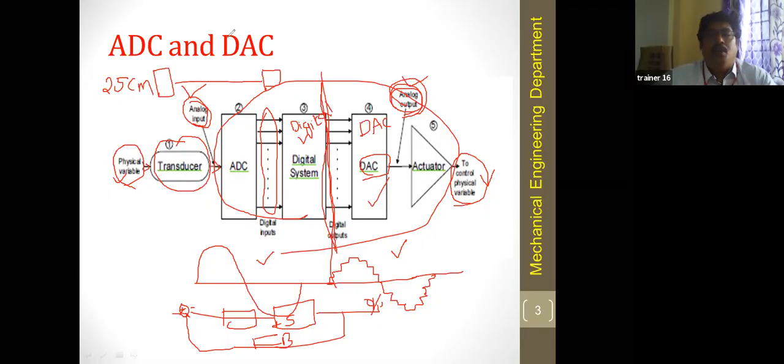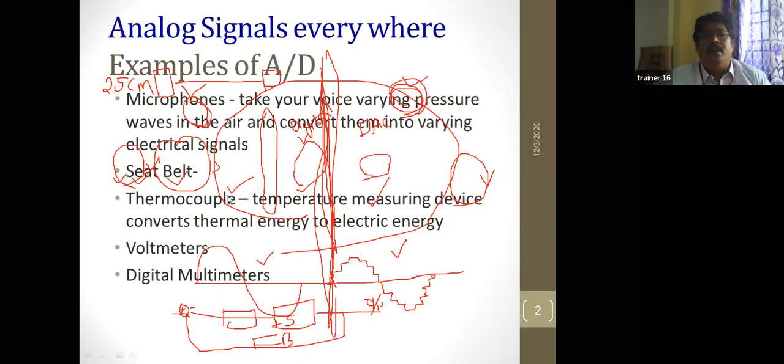I told you up to this point, this one we can also use. All of you see here, up to this point. That means physical variable, transducer, ADC converter, and then in the digital system we are getting it. That means, okay, right? Up to this one you can get in the monitor.